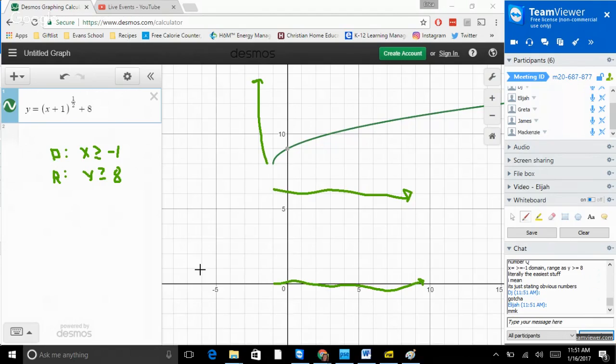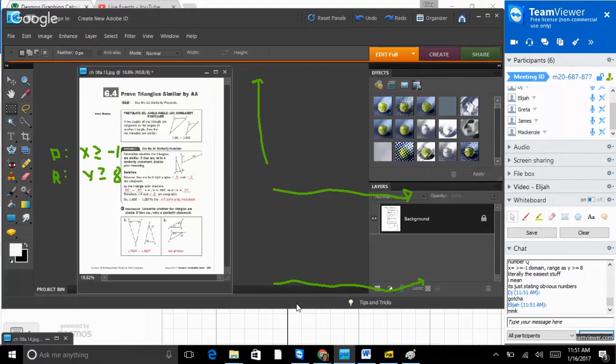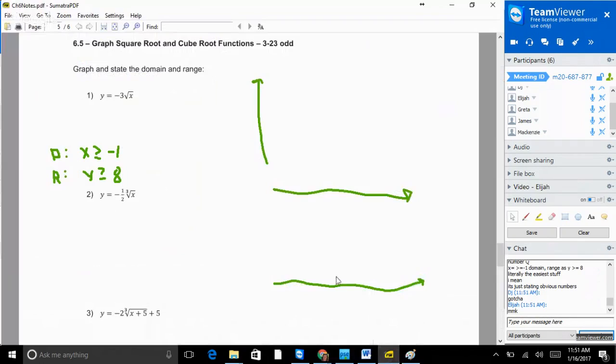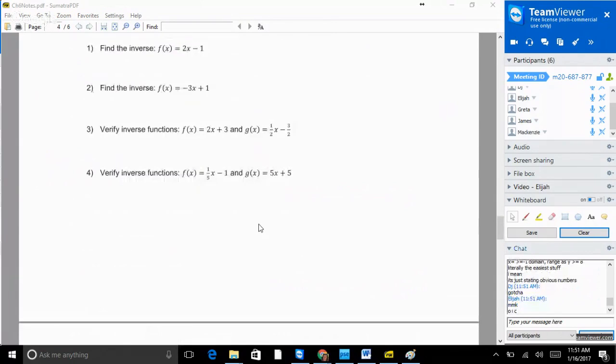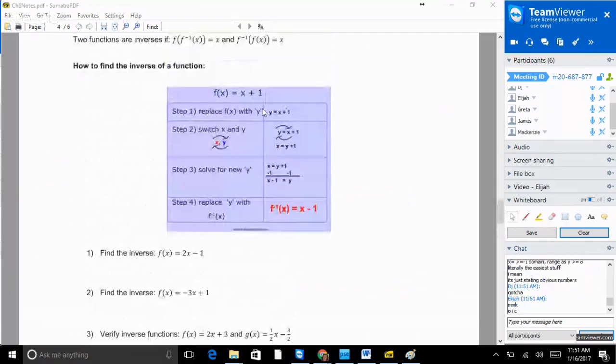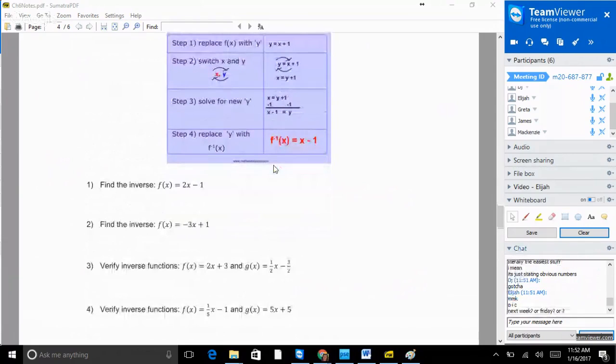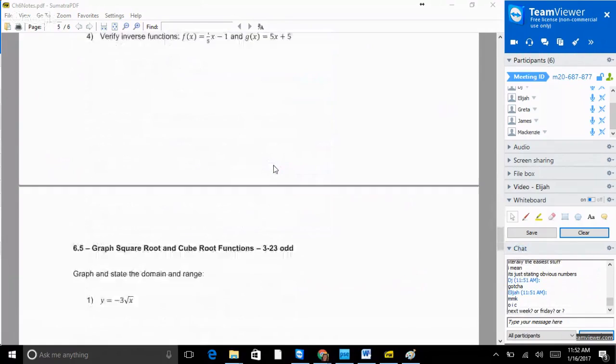Okay, so I ran out of time. I didn't get through my 3 sections. What we're going to talk about next, Elijah, what you were kind of asking about, is the inverse function. We're going to talk about finding the inverse of a function, which looks really messy, but it's not too bad. On Monday, we'll talk about it.